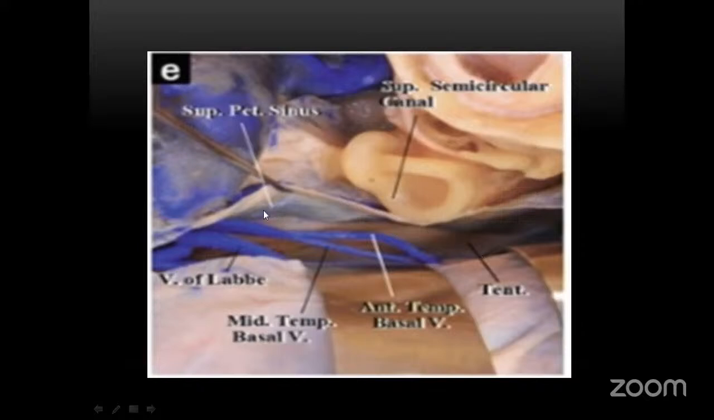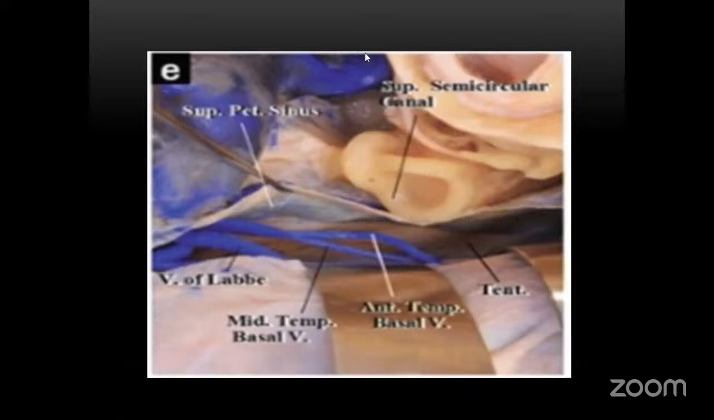Why are you pressing this tent? Because this tent contains the superior petrosal sinus. So what we have to do first is ligate this superior petrosal sinus. After ligating the superior petrosal sinus, we have to coagulate it. When we coagulate this one, how will we give the incision to the tent?